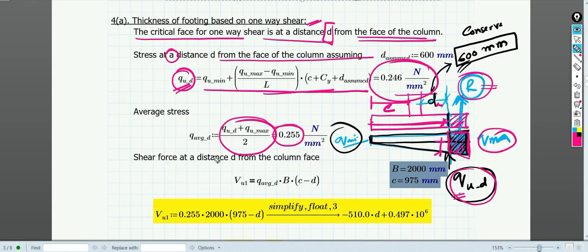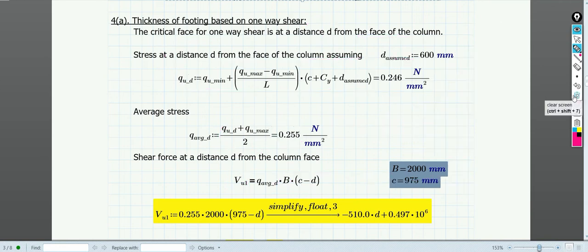And then if I want to find out the total shear force that is acting, VU1 is equal to Q average into D into B. B is the total width, right? This is L, this is L over here we are talking about, with the B along that direction, so that will be B into C minus D, because this is the C direction. Okay, I think here I can show you.